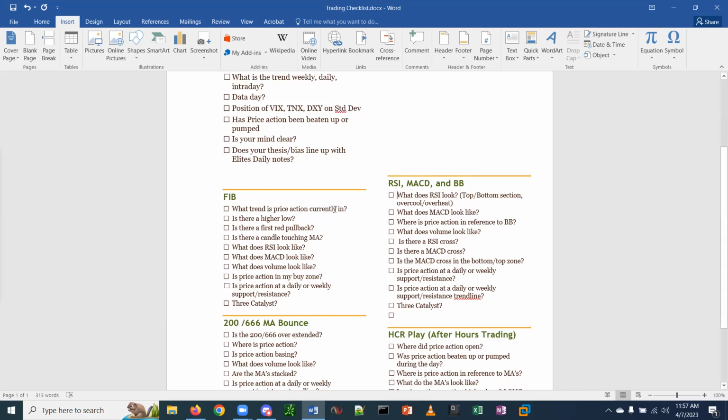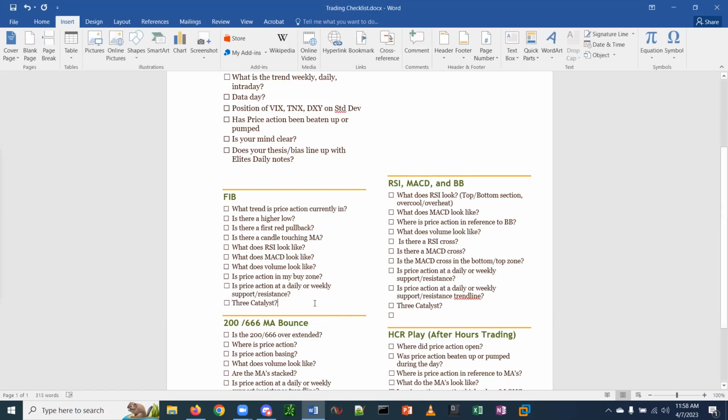So like the fib level, I'm over here looking at the price action. Is it a higher low? If it is a higher low, then is there a first red pullback? If there is, okay, I'm gonna fib that level out, and then you look at, is it touching the moving average? What does RSI look like? What does volume look like? And is it in your buy zone? It's not in here, but that's usually what I have. If it's in your buy zone, and when that check mark is checked on your buy zone, after you have a few other check marks checked, especially this one, you want that one checked.